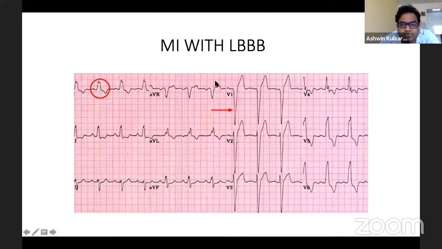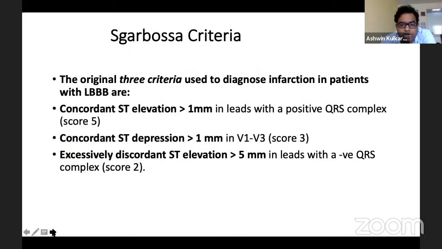This is important, as I mentioned. So there is an LBBB here. Identifying MI with LBBB is quite challenging because most of the time LBBB can mask all the changes of MI. So here we have a criteria called Sgarbossa's criteria.